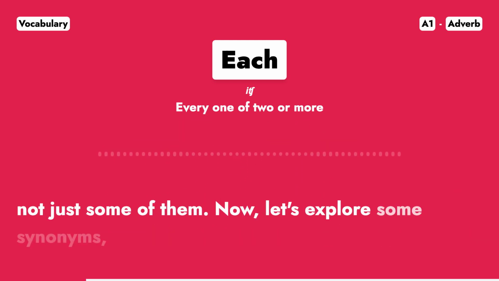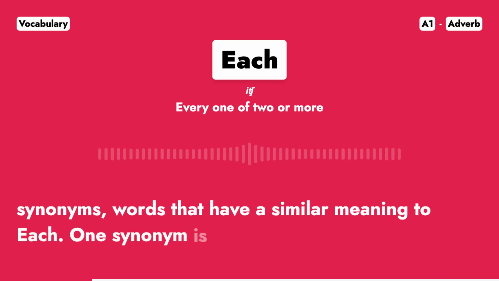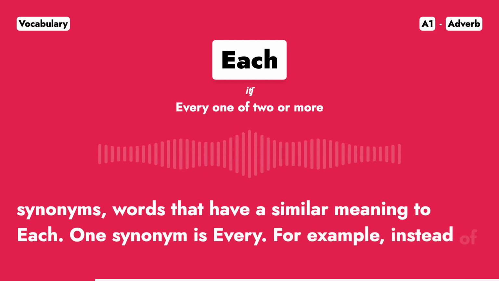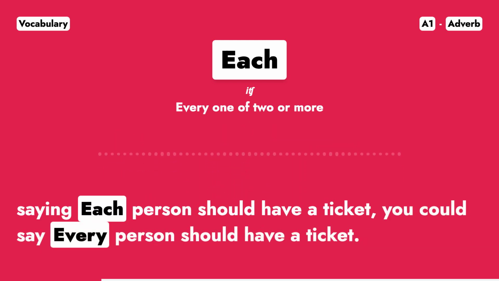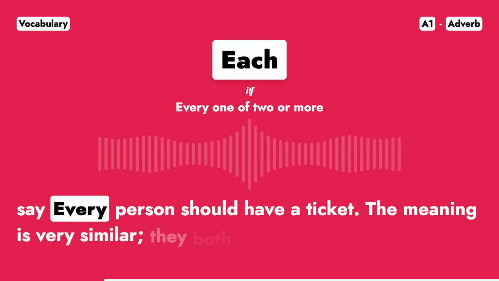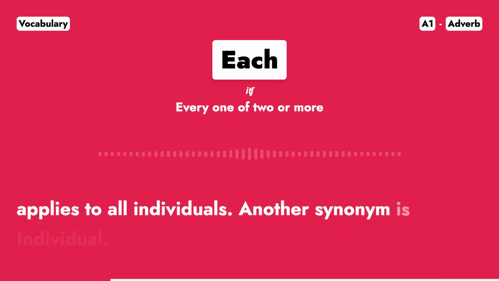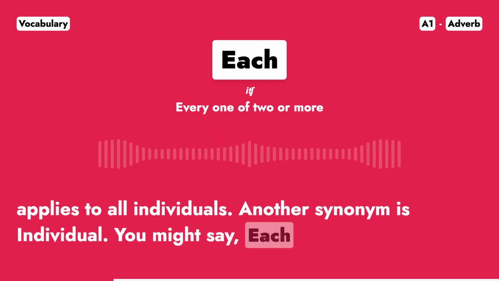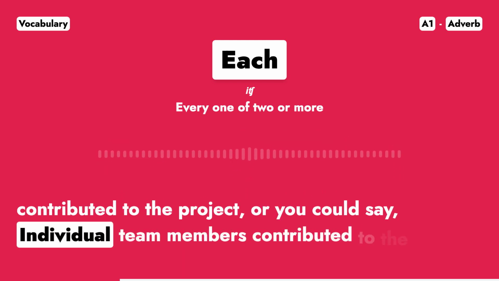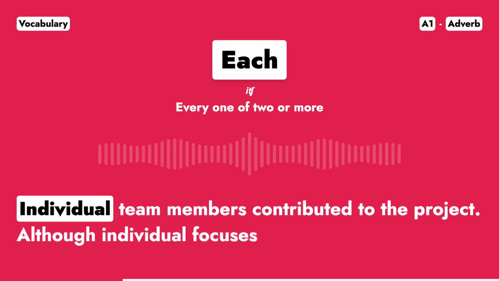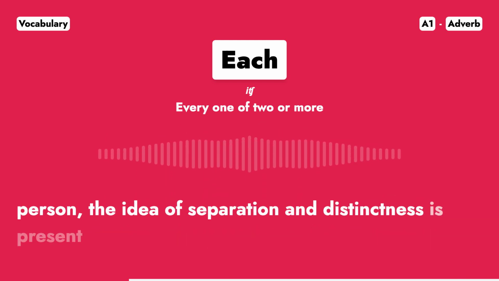Now, let's explore some synonyms, words that have a similar meaning to each. One synonym is every. For example, instead of saying each person should have a ticket, you could say every person should have a ticket. The meaning is very similar. They both emphasize that the rule applies to all individuals. Another synonym is individual. You might say, each team member contributed to the project, or you could say, individual team members contributed to the project. Although individual focuses a bit more on the single person, the idea of separation and distinctness is present in both.